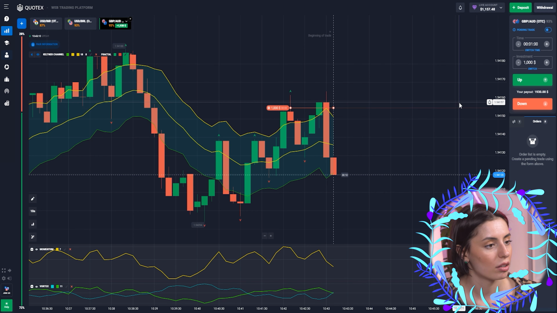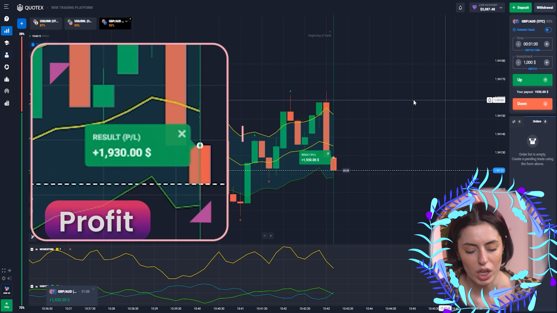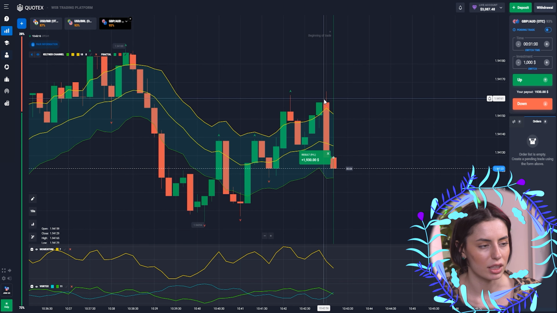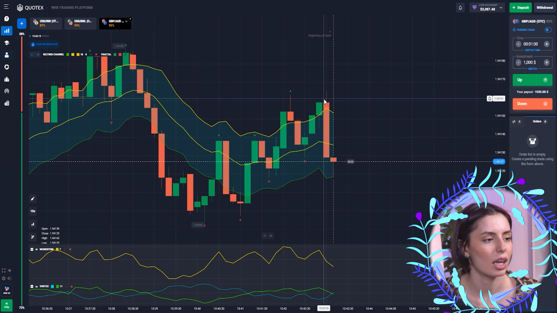Oh my god, can you see it? That's the third time in a row. Just long orange candles falling drastically. Saving my ass.